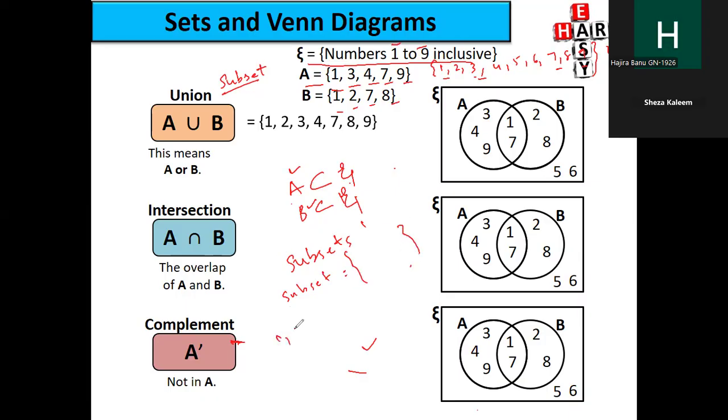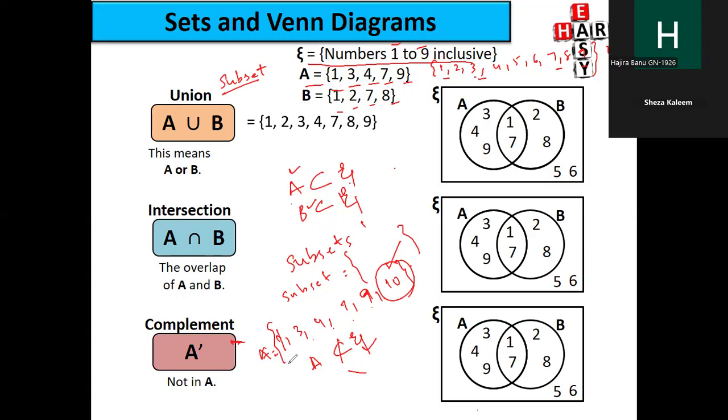For example, now I will ask you one question. 1, 3, 4, 7, 9 and 10. Suppose this is A. Can I call A a subset of epsilon? No. 10 is not there, right? Exactly. So A cannot be a subset of epsilon, because though 1, 3, 4, 7, 9 are the members of epsilon, 10 is not a member of epsilon, and A contains 10 also. In this case, A is not a subset of epsilon.